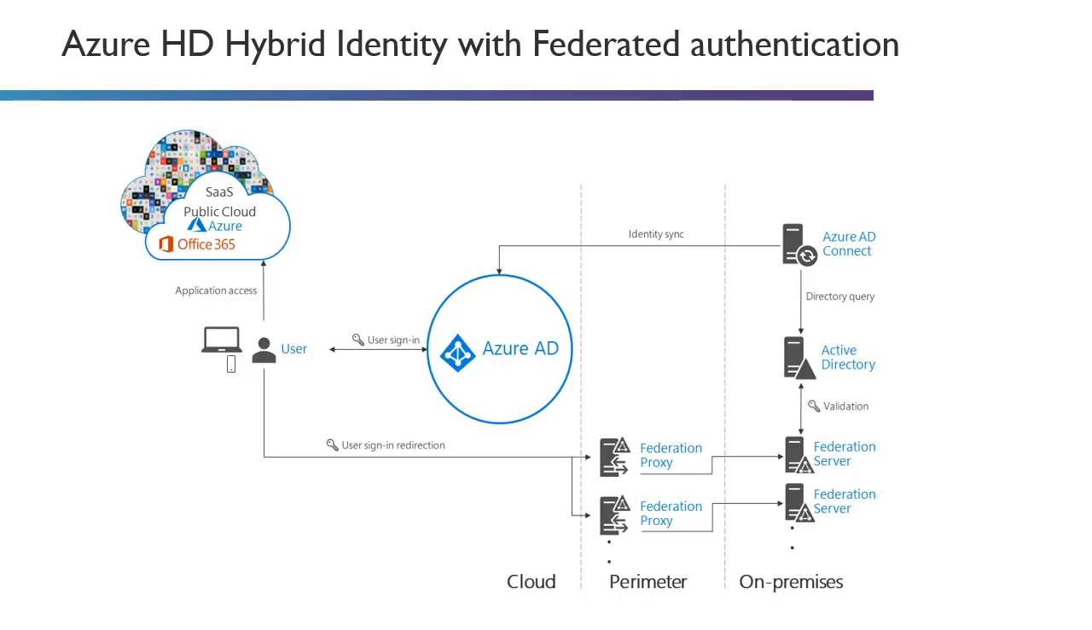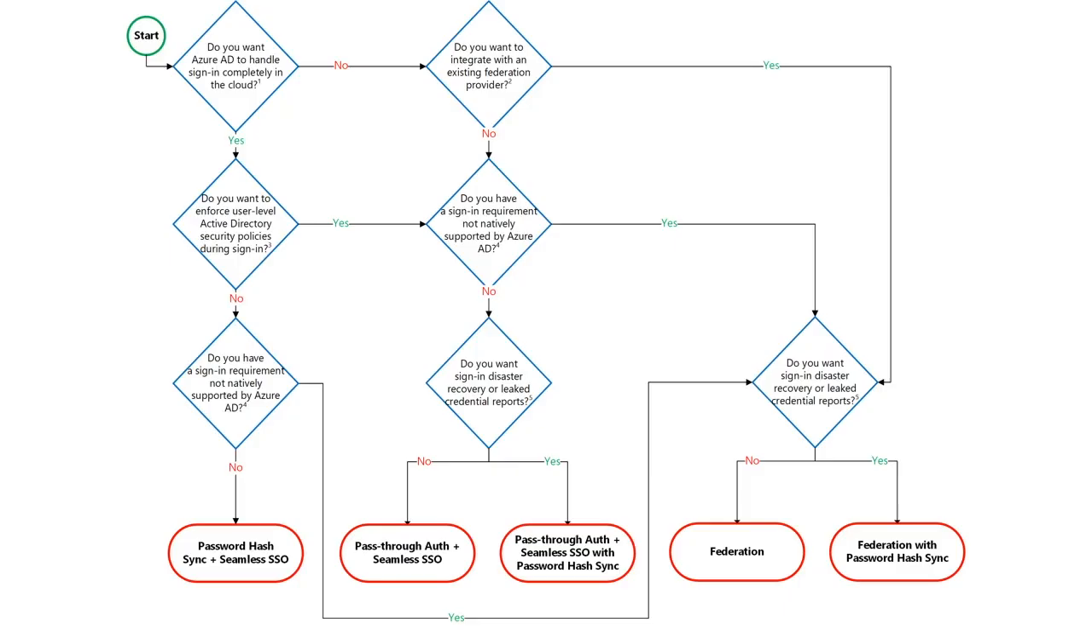With that, how do we begin choosing between all of these different authentication methods? And Microsoft kindly provides this diagram, and we'll start from the top and go through a few scenarios here. So first of all, do you want Azure AD to handle sign-in completely in the cloud? If the answer is no to that, then you've got to decide, do I want to integrate with an existing federation provider? If I do, then I'm basically going to be down the federation methodologies on the right-hand side.